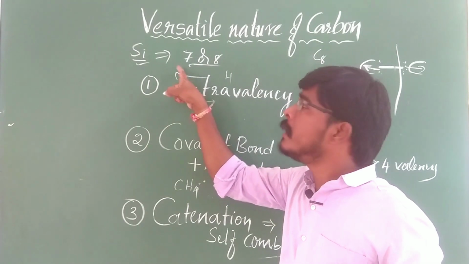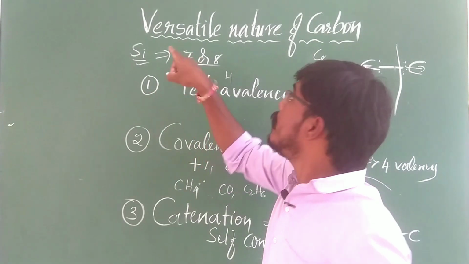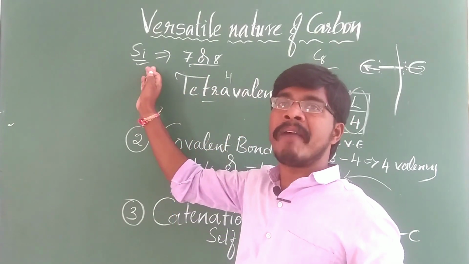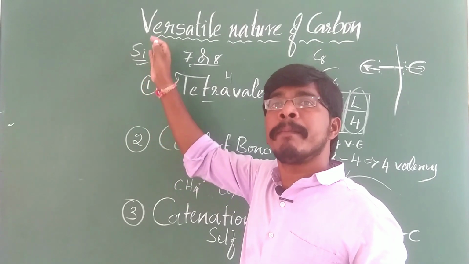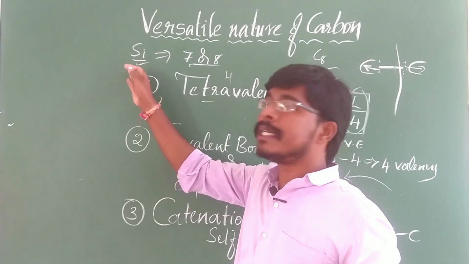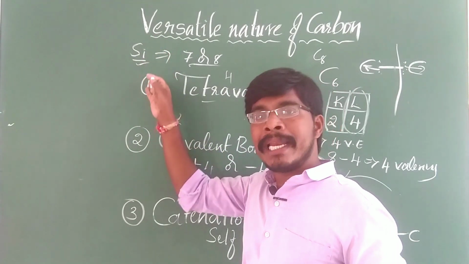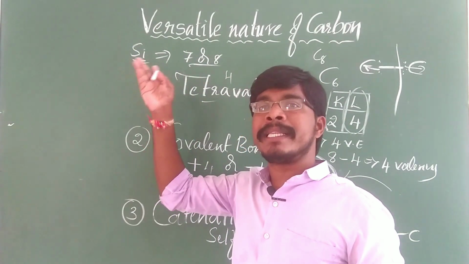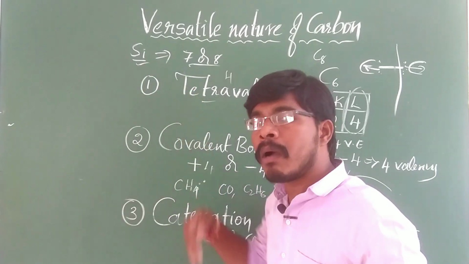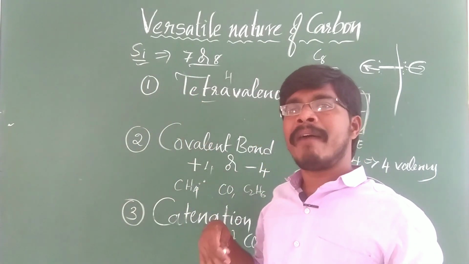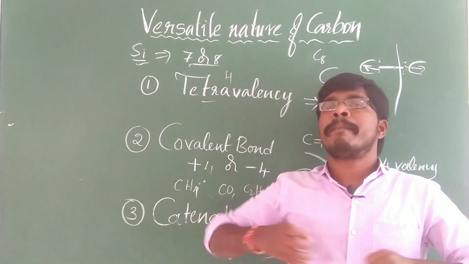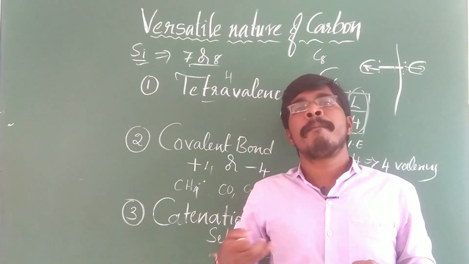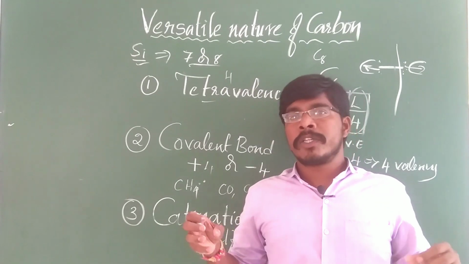Whenever these bonds are not made by sharing of electrons, they do not have a strong covalent bond, so we can break that bond easily. The silicon bonds can be broken easily. So these types of compounds are not stable; they are unstable. But carbon has an ability to form a long chain. A maximum number of carbon atoms combine together to form a long chain.